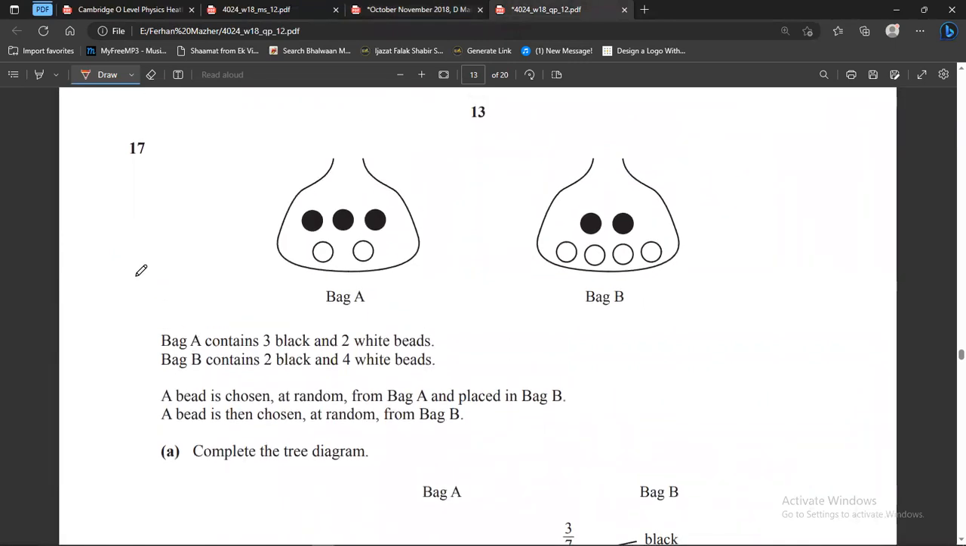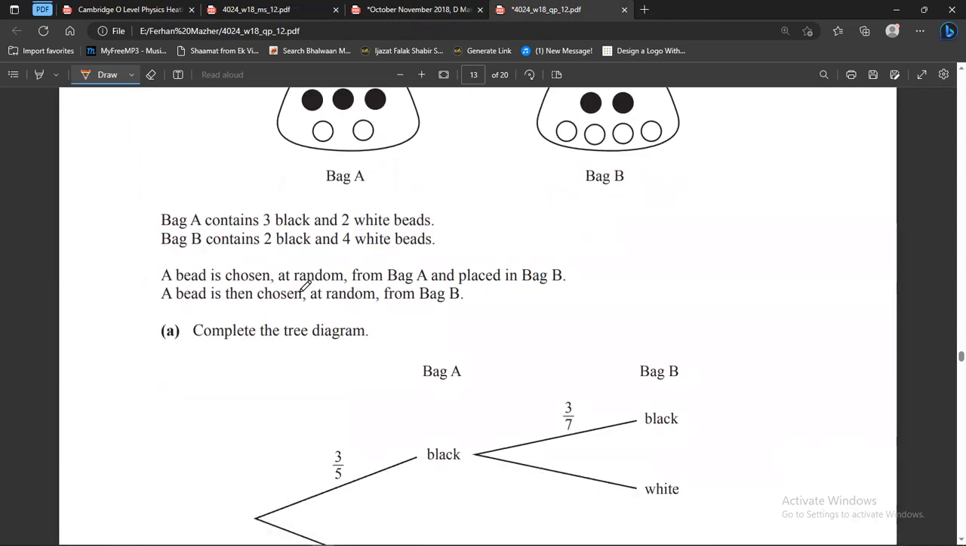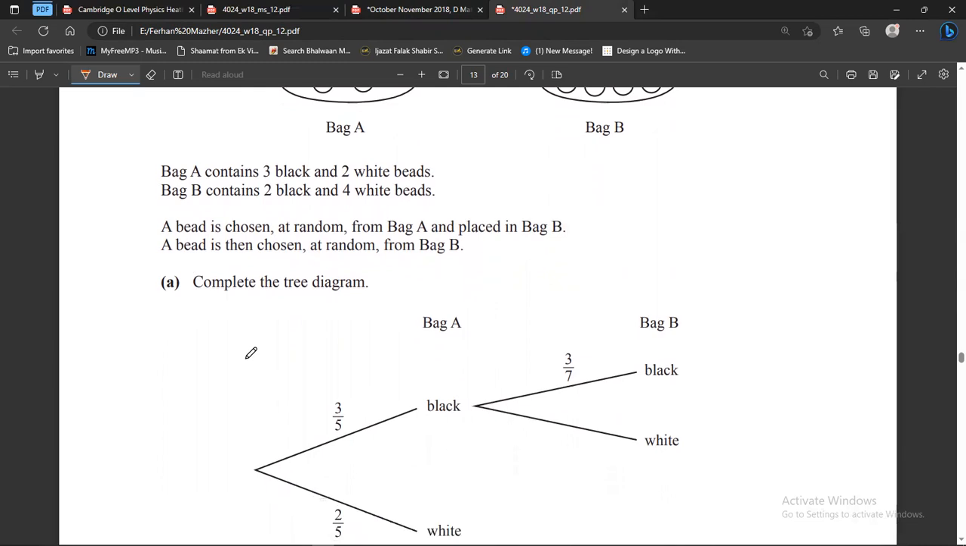The next question is question number 17. It says bag A contains 3 black and 2 white beads. Bag B contains 2 black and 4 white beads. So there are 2 separate bags, bag A and bag B. In bag A, the total beads are 5: black beads are 3 and white beads are 2. In bag B, there are 2 black and 4 white beads, so total beads are 6. A bead is chosen at random from bag A and placed in bag B. A bead is then chosen at random from bag B. So complete the tree diagram.